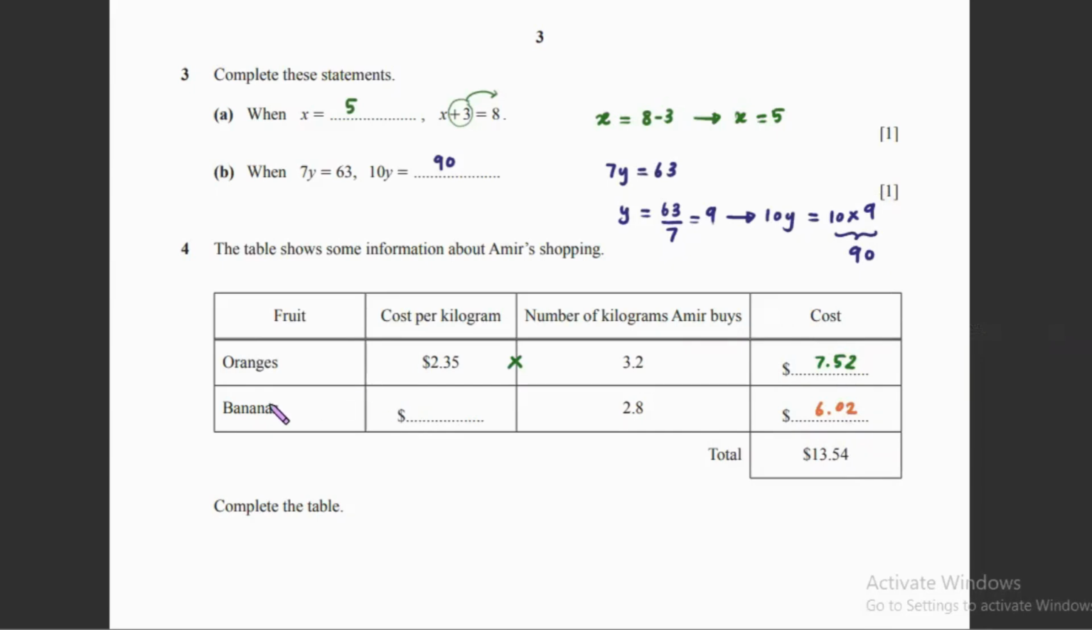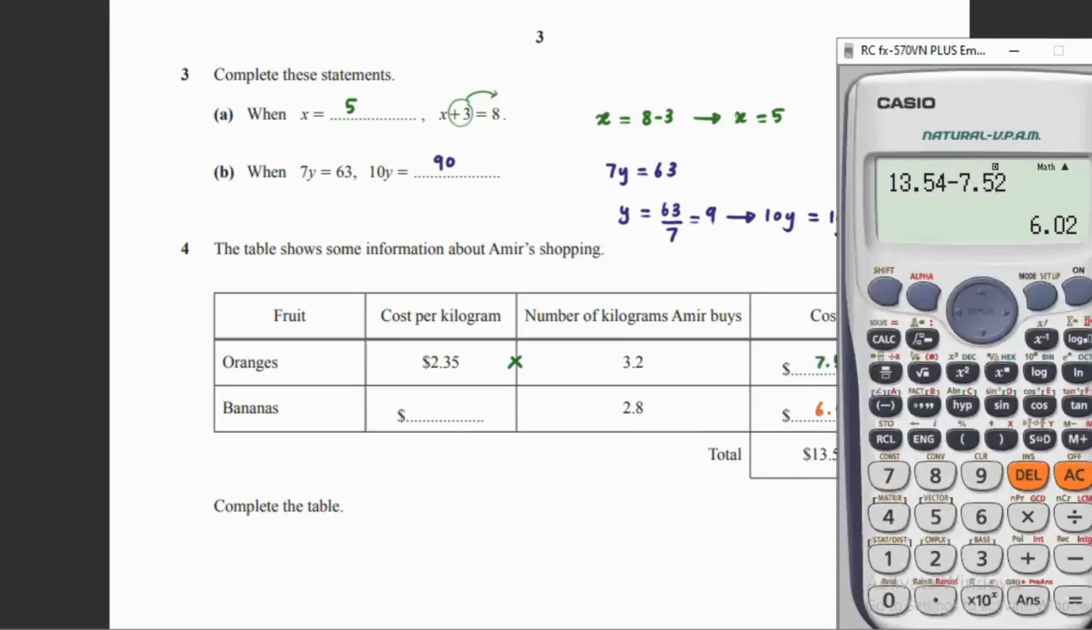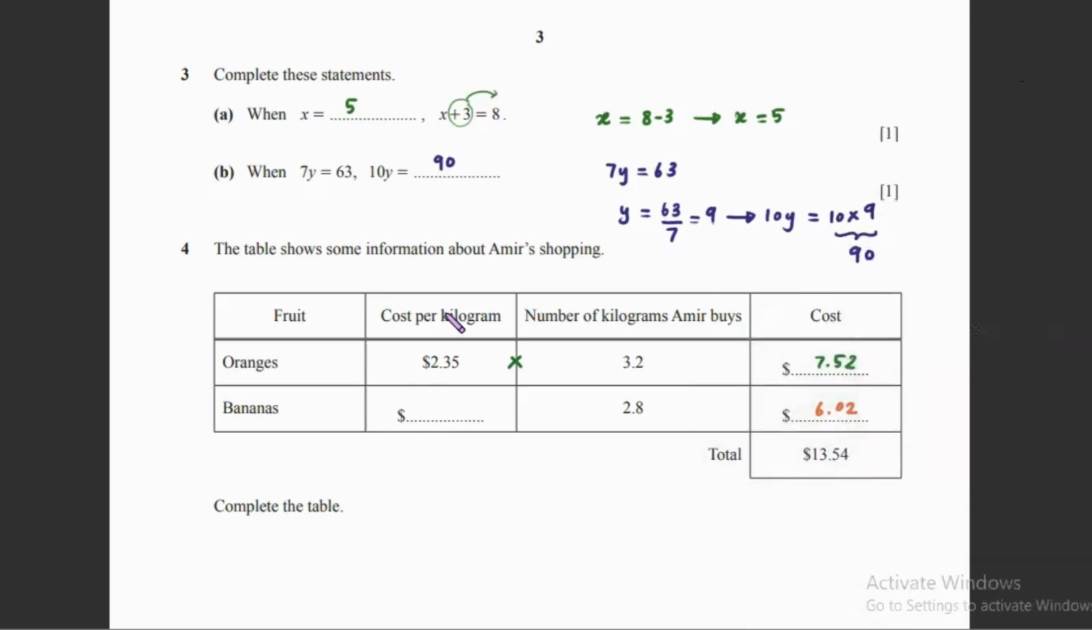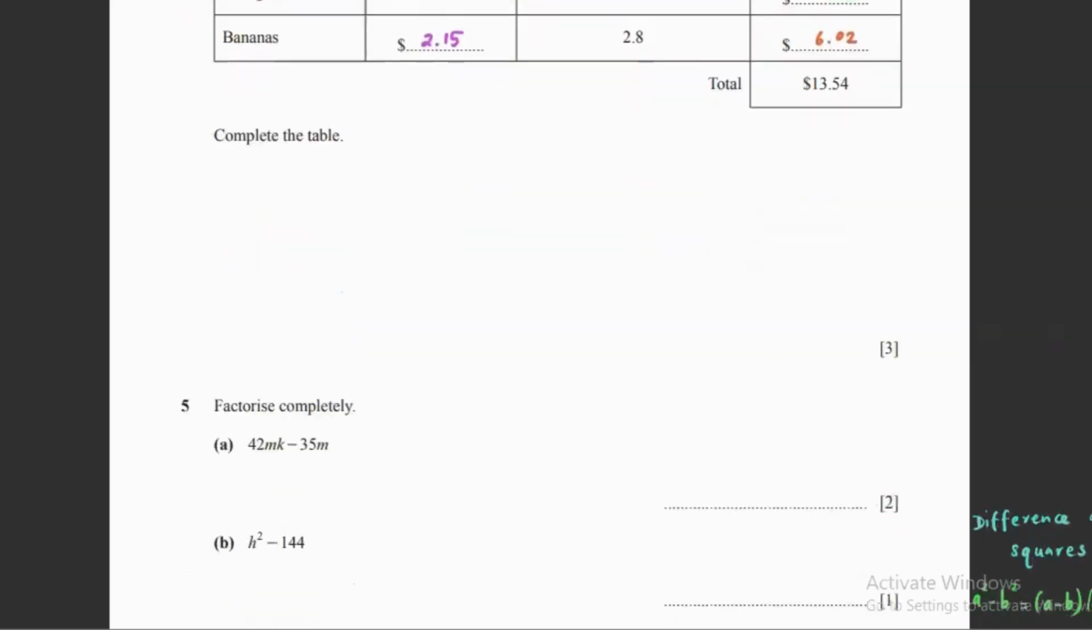But we need to find the cost per kilogram, which means this 6.02, we need to divide it by this 2.8 to find the cost per kilogram, because $6.02 is the cost for 2.8 kilograms. That means this answer that I have here, I need to now divide it by 2.8. So this gives us 2.15. So this $2.15 is going to be the cost per kilogram. Let's move on to the next question.